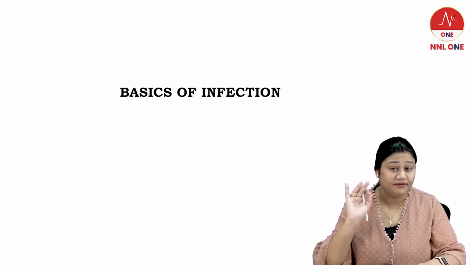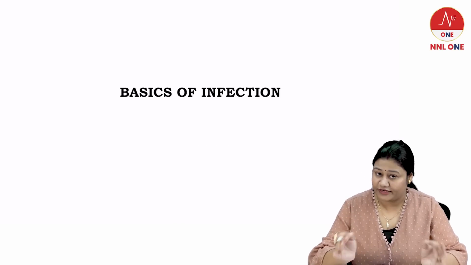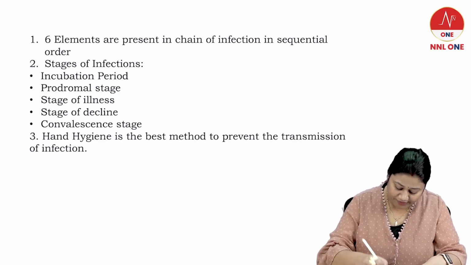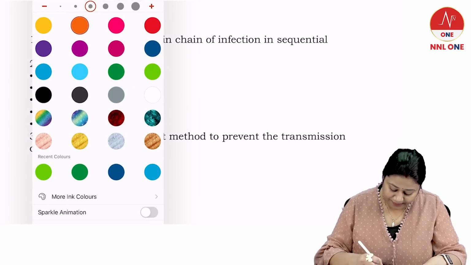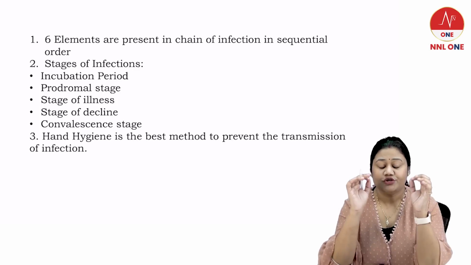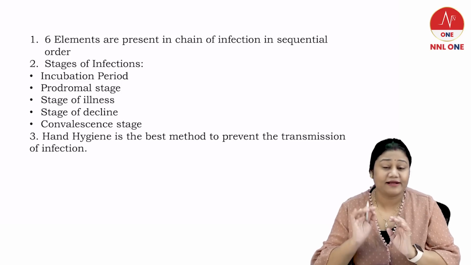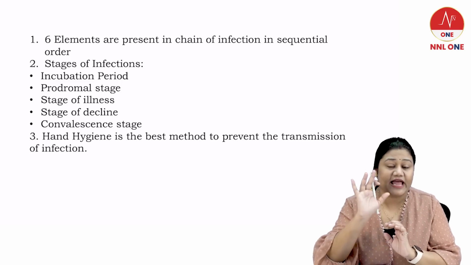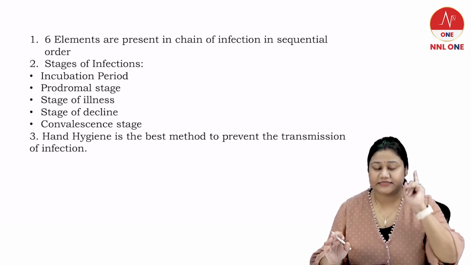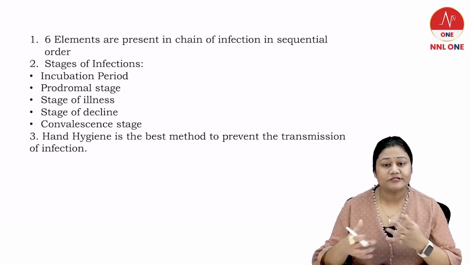So let us start with the basics of infection, which is a very important unit. Under basics of infection, the important point that we need to remember is how many elements are there in a chain of infection. Along with me you can say that there are in total 6 elements present in a chain of infection. Now quickly revise, what are those 6 elements?